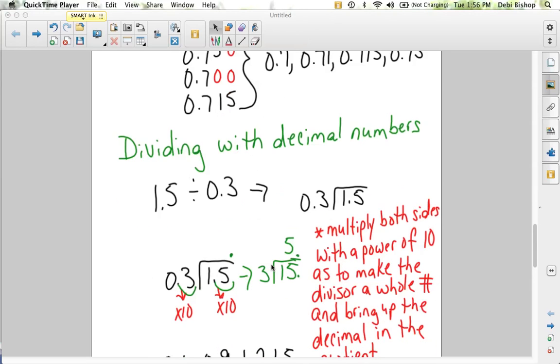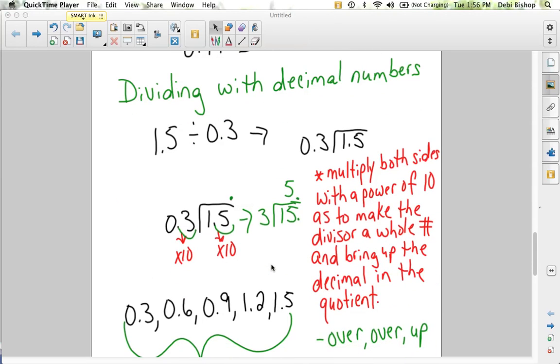Next was dividing with decimal numbers. So we had some problems with this, but we'll fix them. So here you have 1 and 5 tenths divided by 3 tenths. And so first you should write it out as a division problem, that's easier to see in this format. And what we cannot do is divide by a decimal; the divisor has always got to be a whole number. So you need to make the divisor a whole number, and this works.